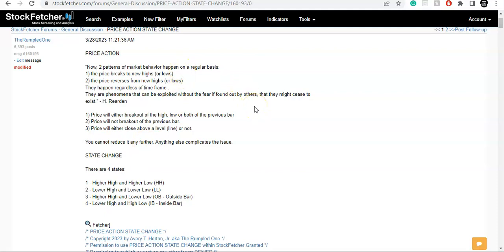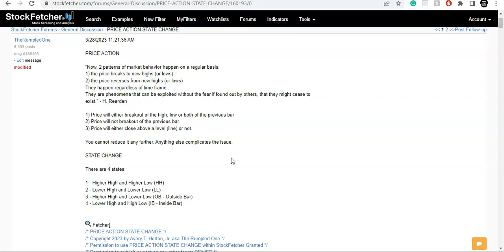So price action state change here. We'll go over the basics. State change. There are four states. You look at candles or bars, and there's only four types. You either have higher high, higher low. You have lower high, lower low. You have higher high and lower low, or you have lower high and higher low. So you have higher highs, higher lows, lower high, lower low, outside bar, inside bar. That's it. Those are the only four states.